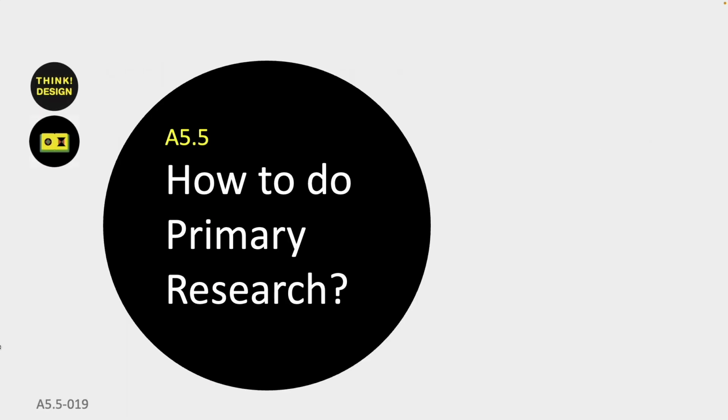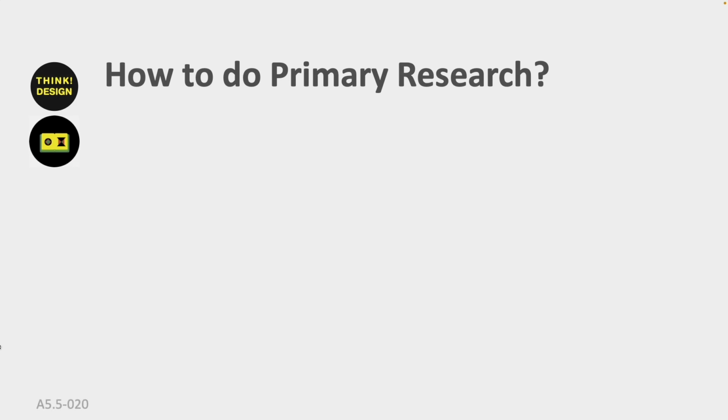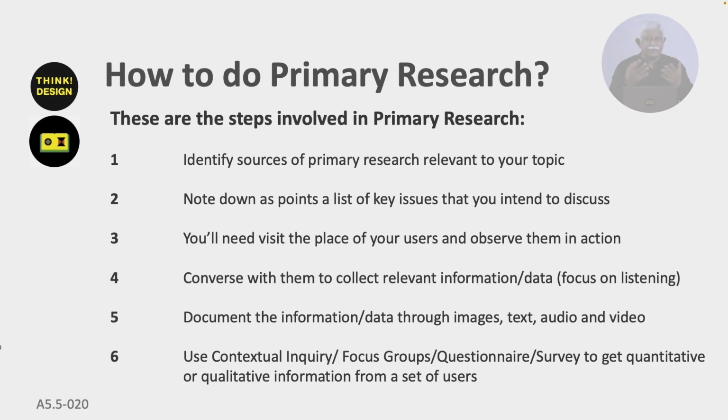How do we do primary research? So let's look at the steps. First, you need to identify the sources for primary research connected to your topic. Note down as points the list of key issues that you need to discuss or you need to find information on. You need to visit the place where the users are and observe them in action, converse with them, collect relevant information. You need to focus on listening.